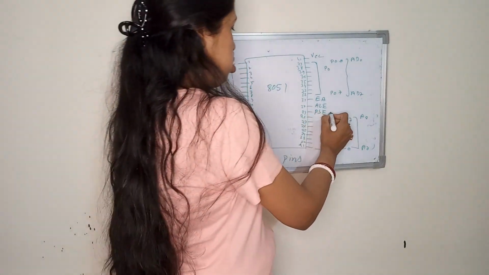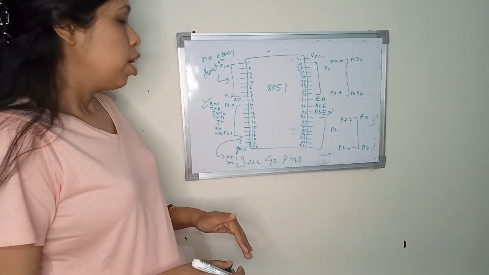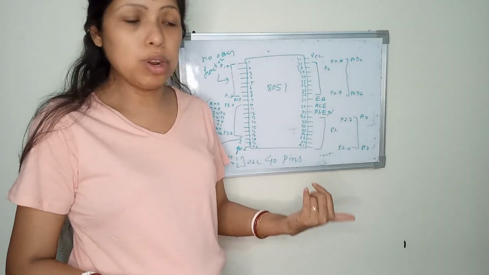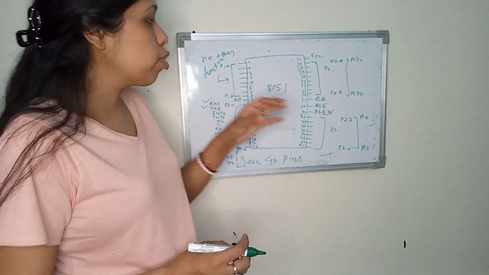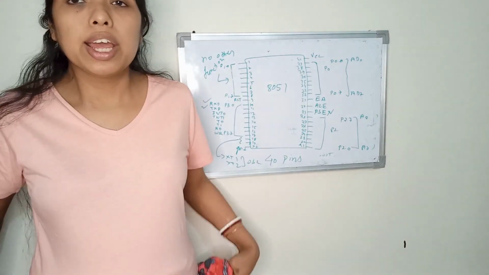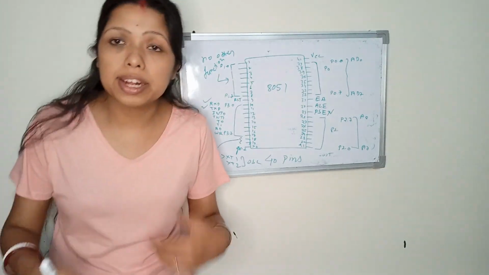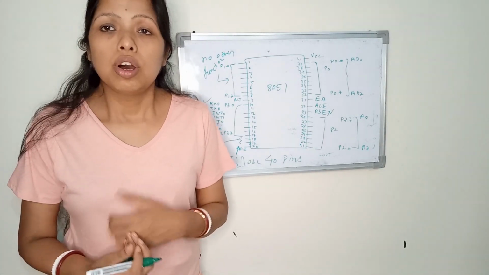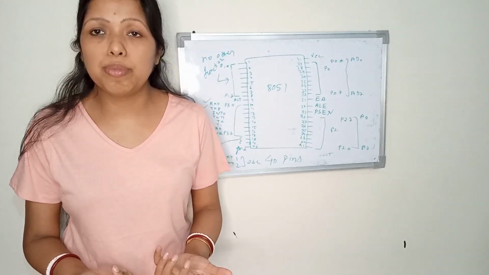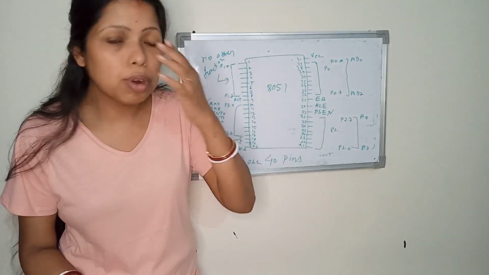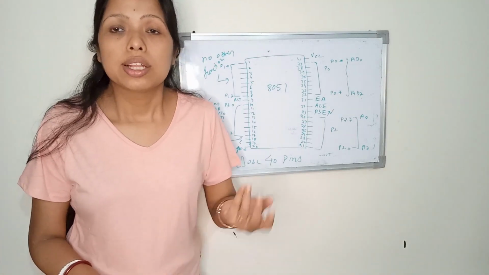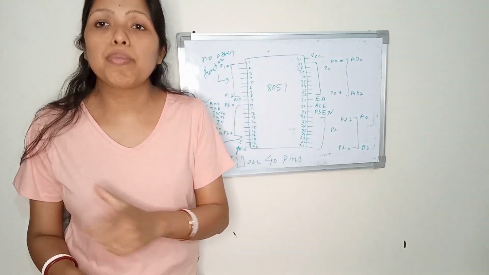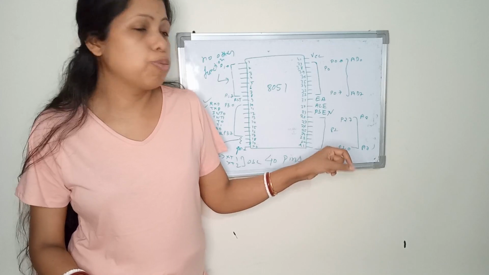So PSEN. This means program store enable. P means program, S means store, EN means enable. When you connect the external memory, I am telling about external memory, since on-chip memory is there. When you connect the external memory and you want to read code from the external memory, then this program store enable should be high. So this is used to read the program memory from external memory.